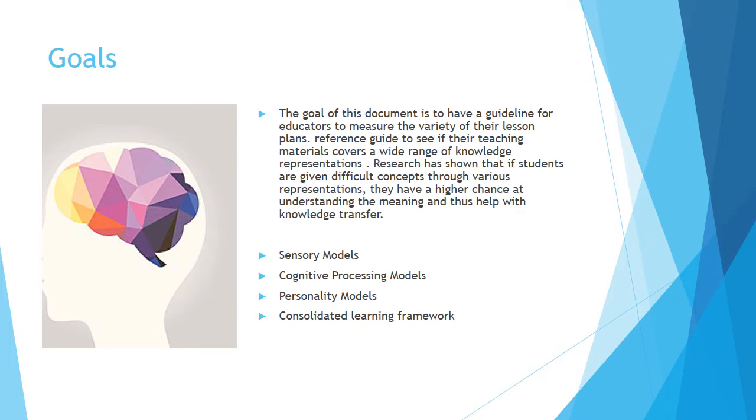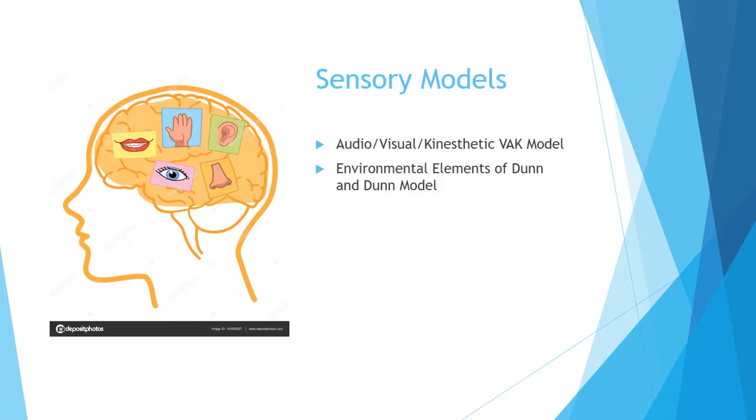This is based off of very new research done in the 2014s where researchers went through and combed a lot of learning styles and basically built a framework for educators that they can apply to have better, effective teaching. So the first group of cognitive styles that I'm going to go through are the sensory models, and two of the models that I'm going to go over are the VAC model, and this is the visual audio kinesthetic model. And then I'm going to also talk about the Dunn and Dunn model and focus on the environmental elements of that model.